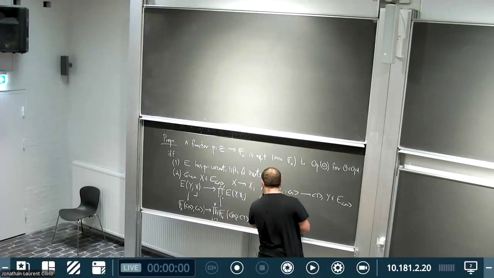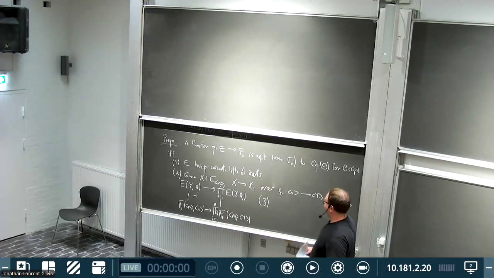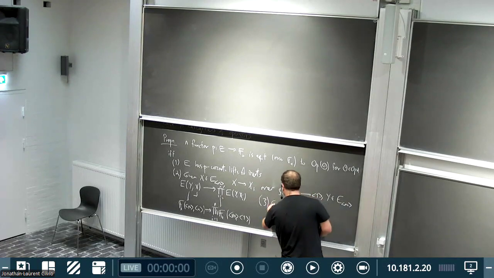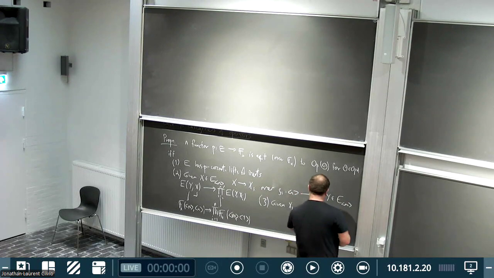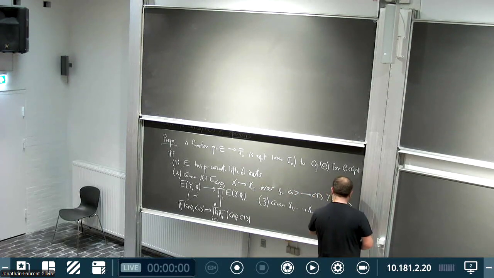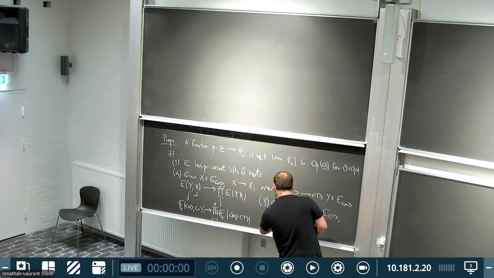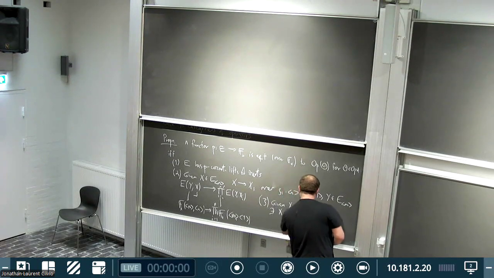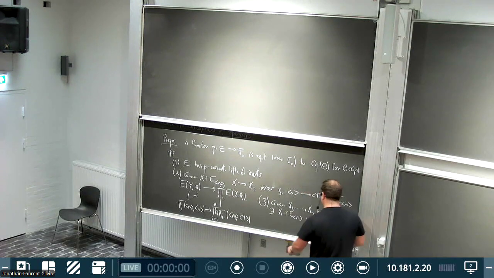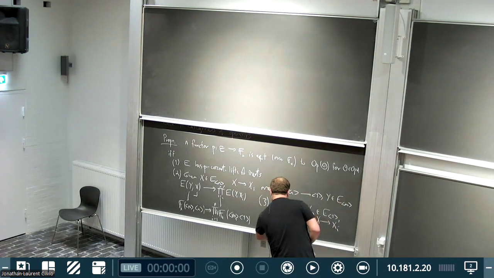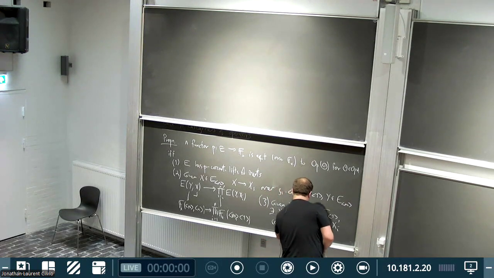The third condition said that given some list of objects, each one for example in the fiber over 1, there exists an object X in the fiber over n with coCartesian morphisms from X to X_i over ρ_i.